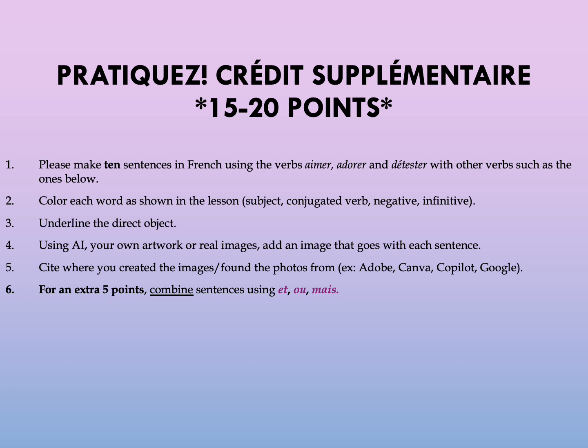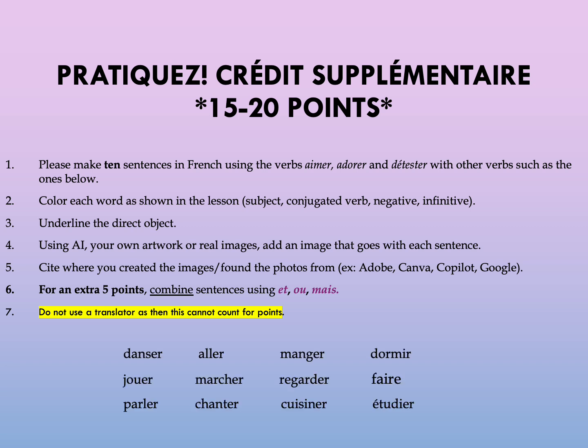For an extra 5 points, combine sentences using et, ou, mais. Do not use a translator as this cannot count for points, and do not use Google Docs because that becomes predictive. So you're going to want to use Word. Here are the verbs: danser, jouer, parler, aller, marcher, chanter, manger, regarder, cuisiner, dormir, faire, étudier. And remember that you'll be using one of the verbs of preference with those verbs. So you'll be using aimer, adorer, and/or détester.